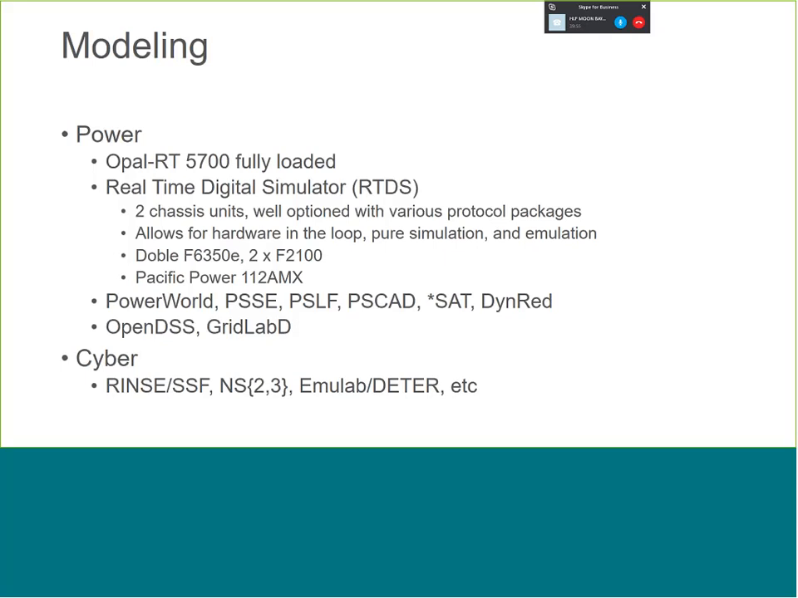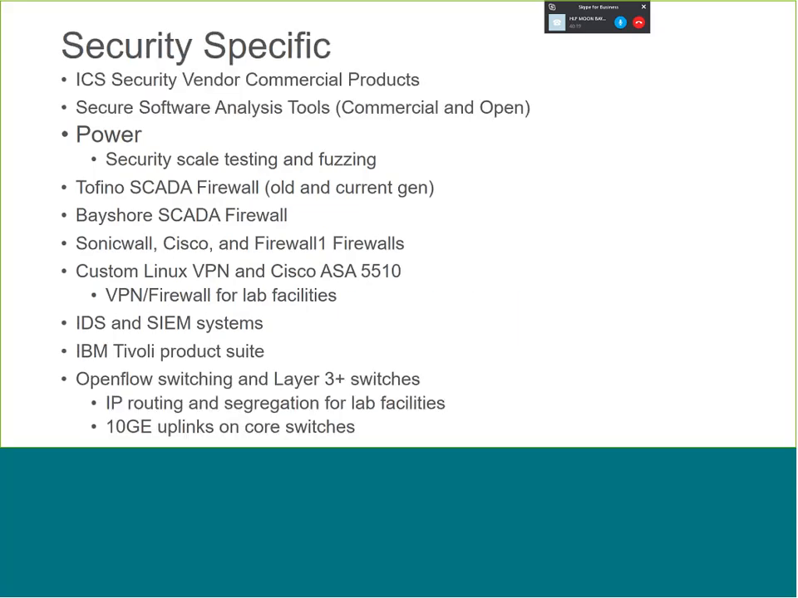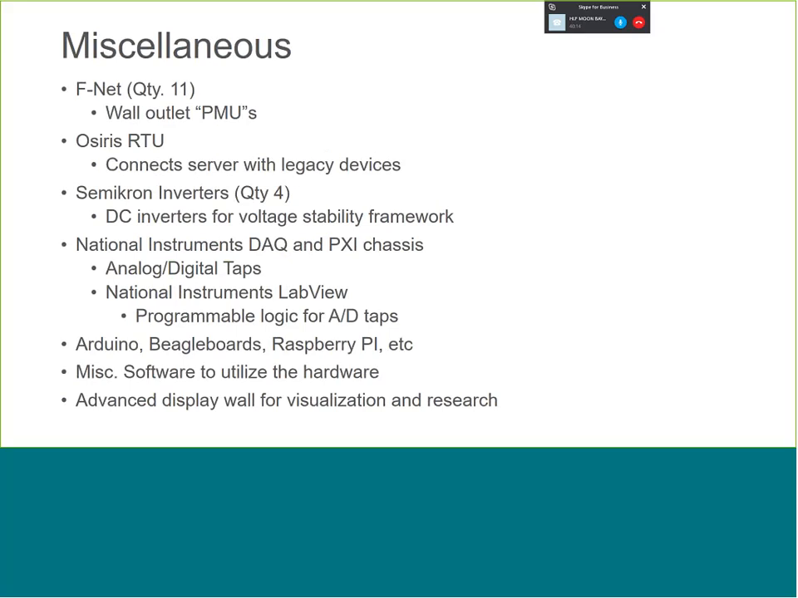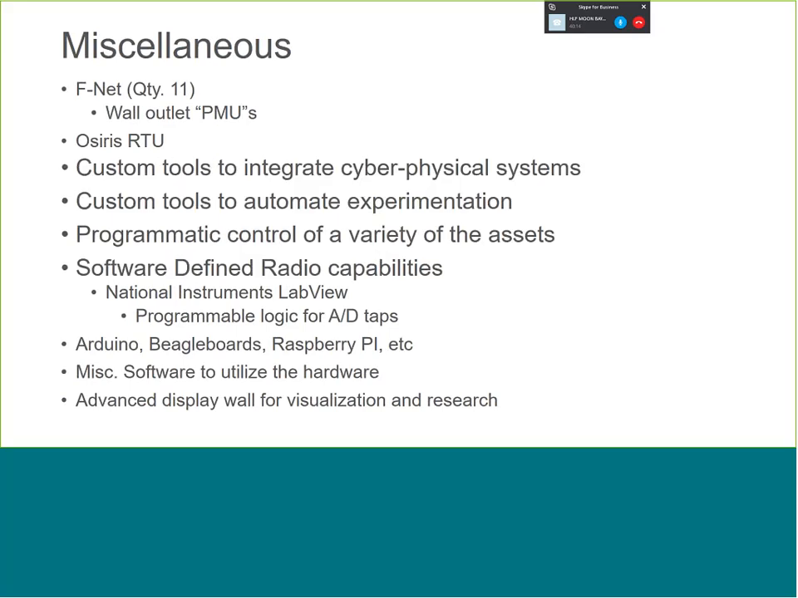These particular ones, F6350Es, are power grid simulators. They allow you to do, let's say, some more advanced functions than simply amplifying a signal, but they're primarily used for hardware in the loop. All sorts of security-specific stuff, all sorts of computation, all sorts of miscellaneous other things that enable us.